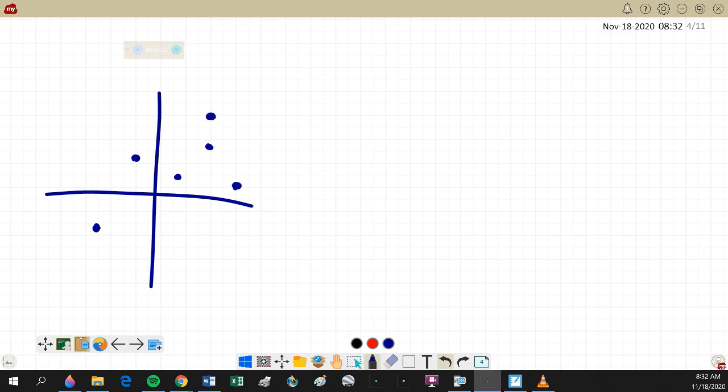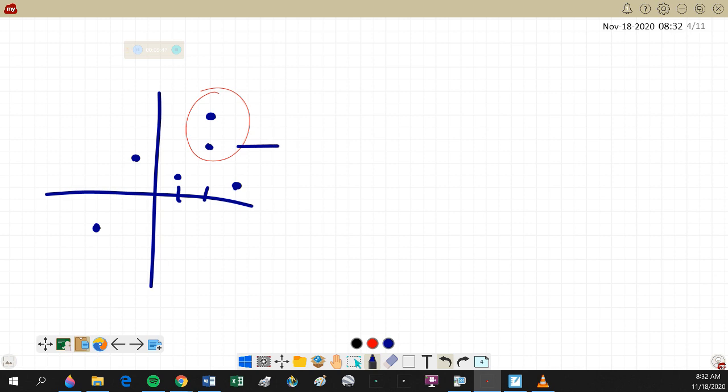Is that a function? Colin, pay attention. Is that a function? No. Why? 2 x's, so 1 x has 2 y's. Which 2 points? These.